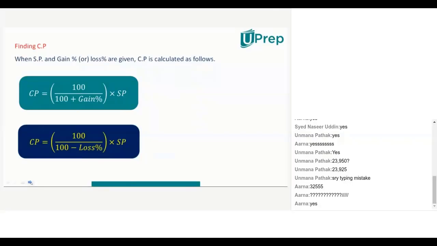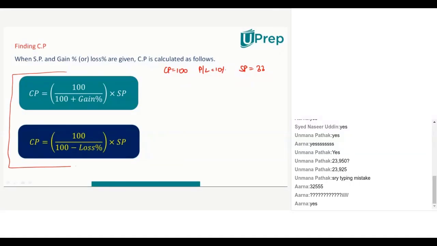This is a very interesting concept. This is something in a reverse form, basically. What were we doing till now? We took the CP as 100, profit or loss percentage was given. Before it was in the numerator, now it's in the denominator. Forget all that, forget this.